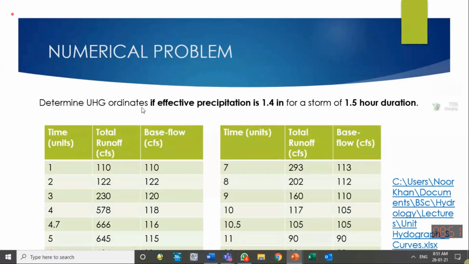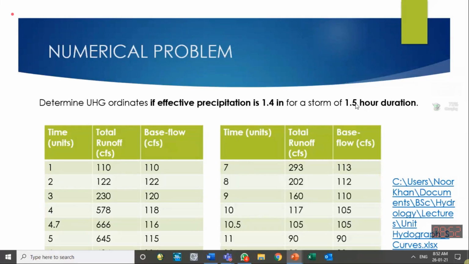Determine unit hydrograph ordinates if effective precipitation is 1.4 inch for a storm of 1.5 hour duration. So this is a storm of 1.5 hour duration. It will generate a unit hydrograph for a storm of 1.5 hour duration. And the base length of the direct runoff can be different from 1, and it will be different.